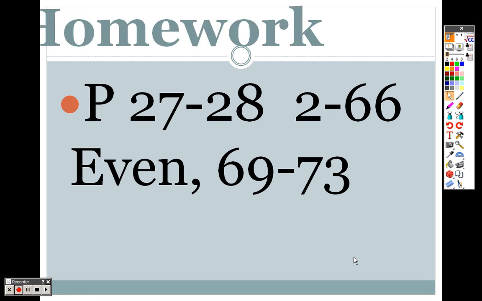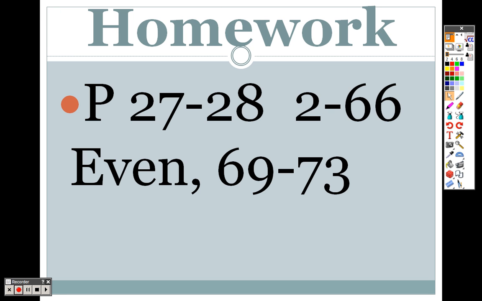And here is your homework. Page 27 through 28, 2 through 66 even, 69 through 73. I know you think this looks like a lot. Trust me, it's not a lot.